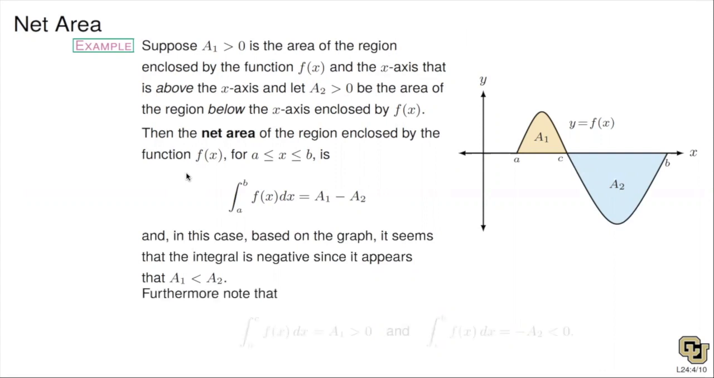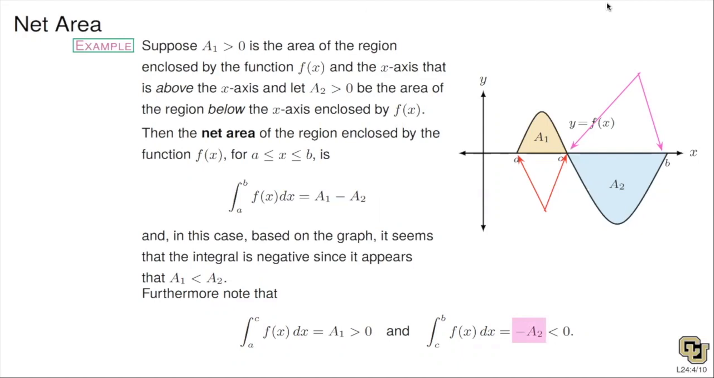And just to bring the point home, if I integrated from A to C, so if I integrated starting from here and ending here, A to C, the integral would be the area. It would equal A1. If I integrated from C to B, so if I did the integral starting at C, ending at B, the integral would not equal A2. It would be A2 with a minus sign in front of it.